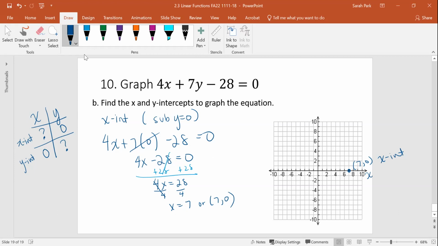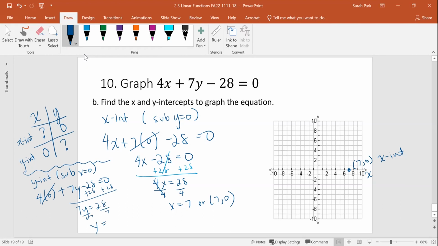Let's find the y-intercept. We do it the same way. Because I'm running out of space, I'll do it down here. For the y-intercept, we're going to substitute x equals 0. And so we set it up as 4 times 0 plus 7y minus 28 equals 0. 4 times 0 is just 0, so now we have 7y minus 28. Of course, add 28 to both sides like we did in the previous example. So 7y equals 28, and then divide by 7, and we get y is equal to 4. As a point, that's (0, 4).